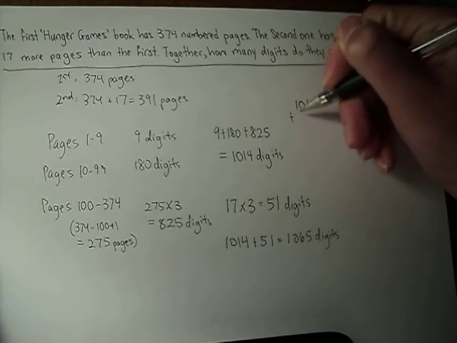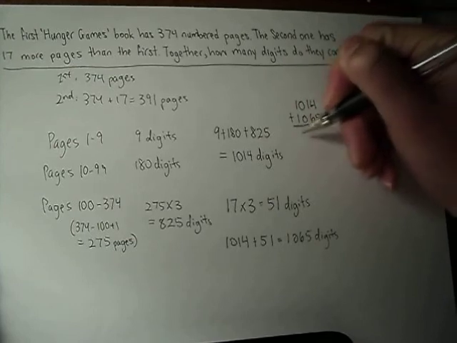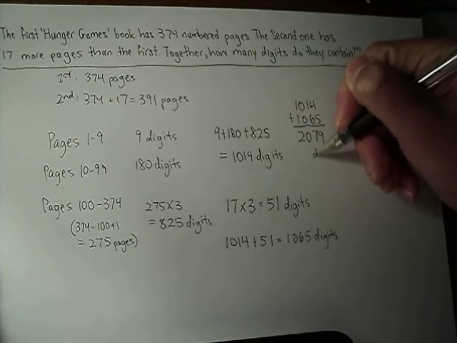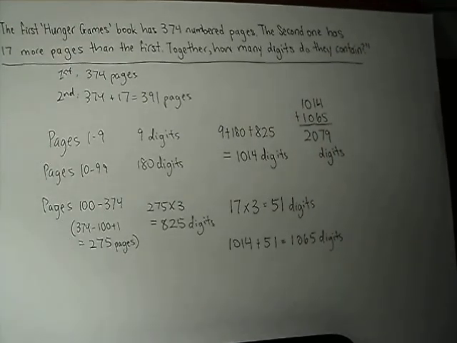1,014 plus 1,065 is equal to 2,079 digits. So that's the answer. Together, these two books would have 2,079 digits in total.